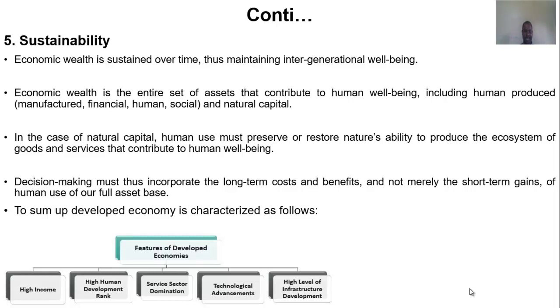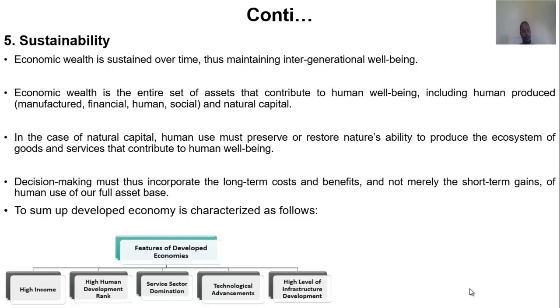Economic wealth is the entire set of assets that contribute to human well-being, including human produced and natural capital. Human produced in a sense, manufactured, financial, human, social, and natural also. These are the economic wealths, and thus economic wealths should be sustained. In the case of natural capital, humans must preserve or restore nature's ability to produce the ecosystem goods and services that contribute to the whole human well-being.